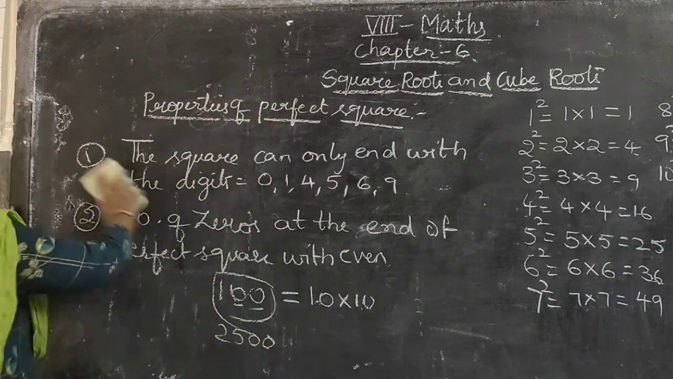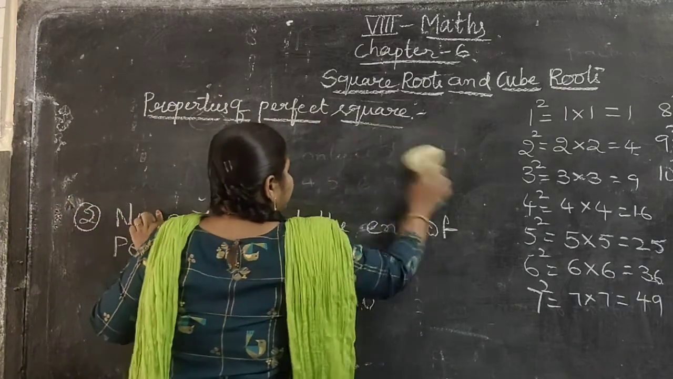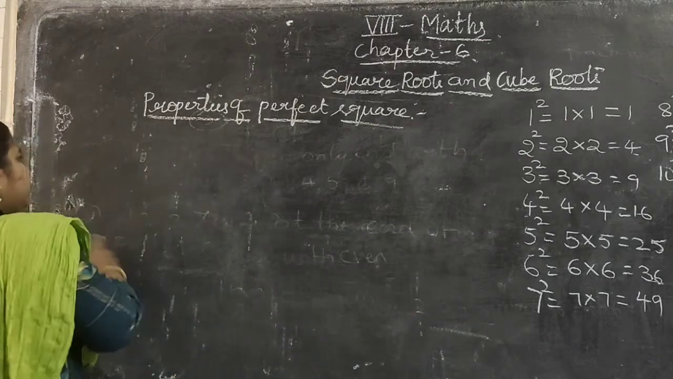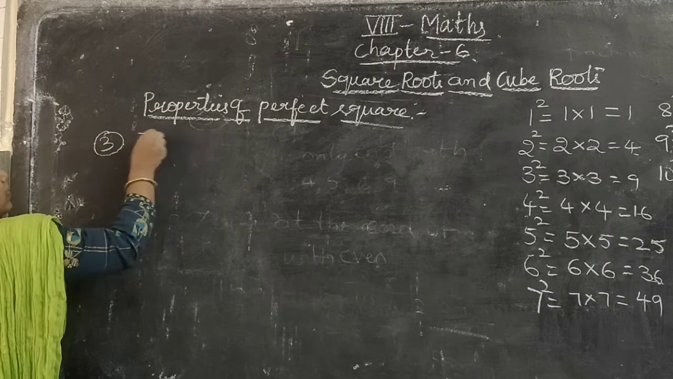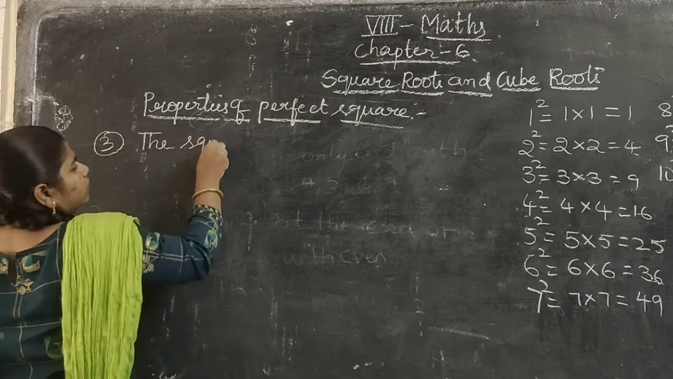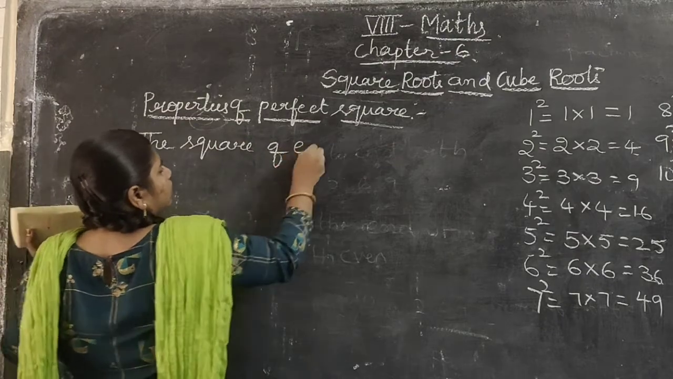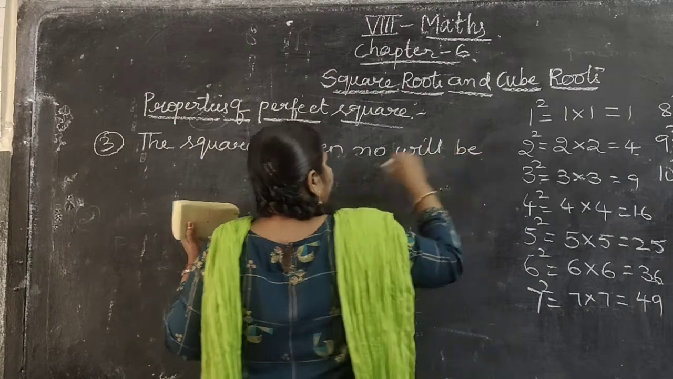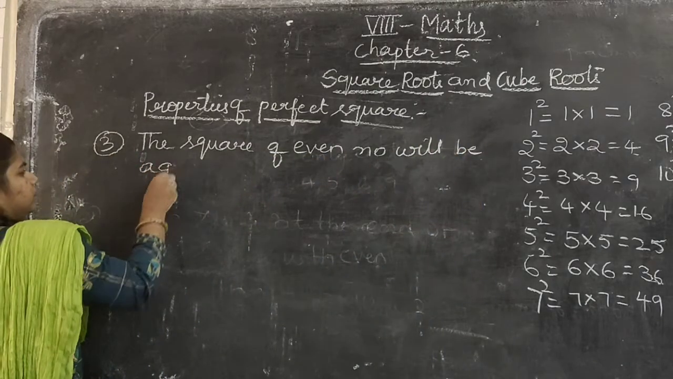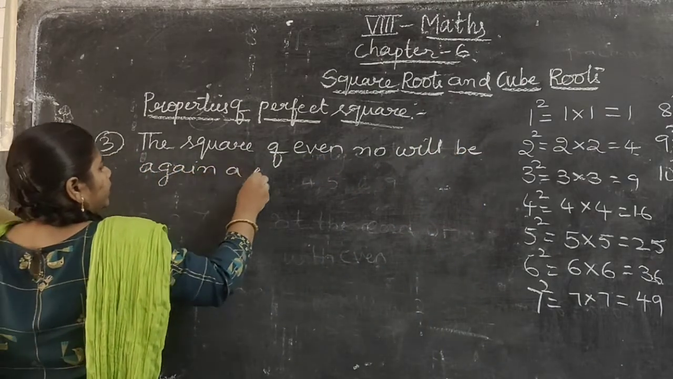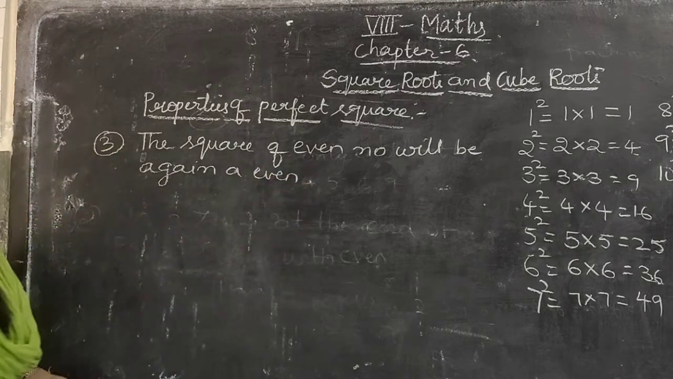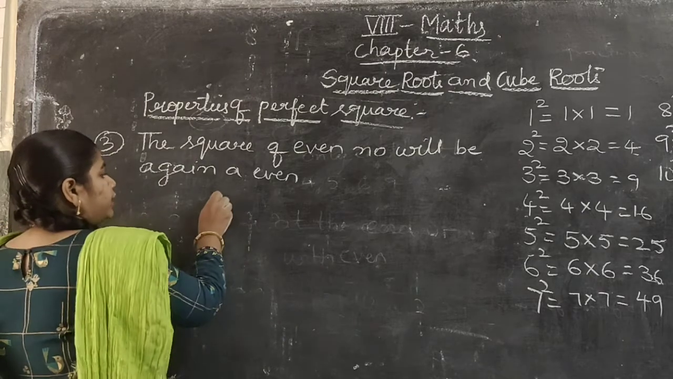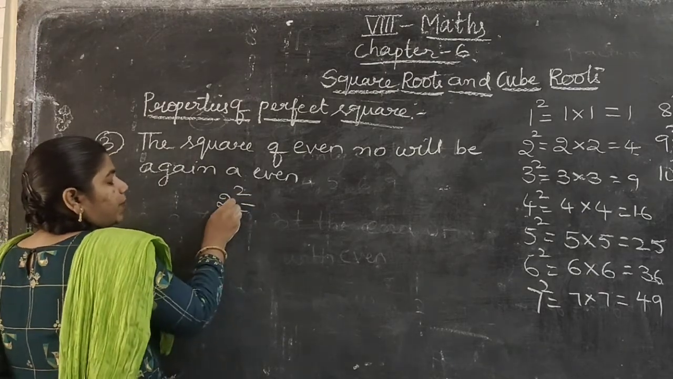Next property is the square of an even number will again be an even number. So what is the next property? The square of an even number will always be even. Suppose you take 2 square here. What is 2 square? I am squaring this 2.